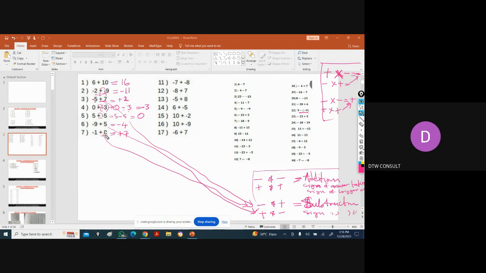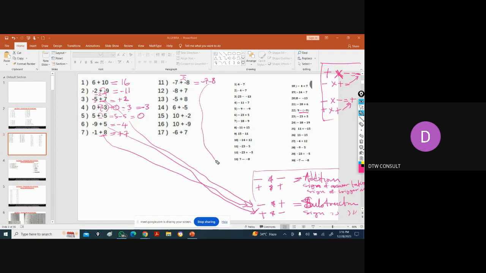So the sign of the 8 is what? Positive. All right? So that's how our final answer is a positive 7. Now, here, this is negative 7, positive, negative 8. These two signs, we have two signs. We have to make it 1. To make it 1, we multiply the two signs. Positive times negative gives us what? Negative. Okay, so we are finally left with negative 7, negative 8.